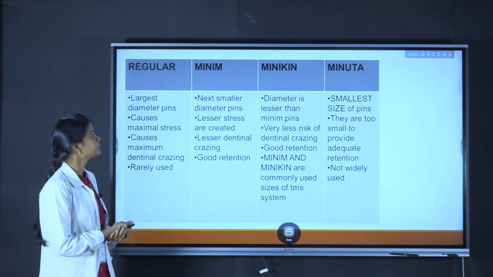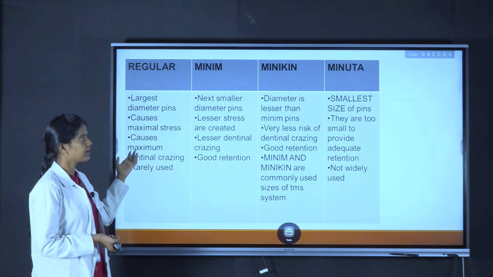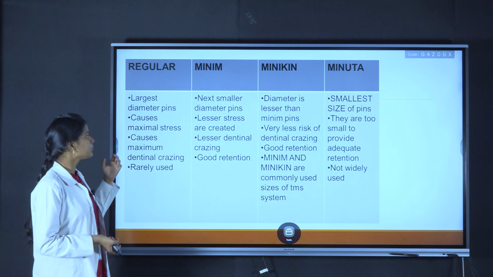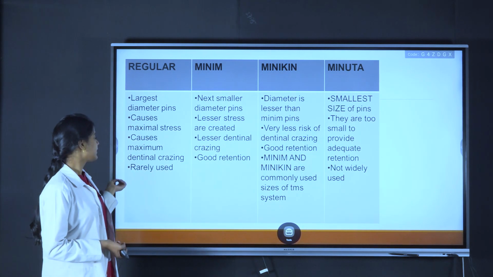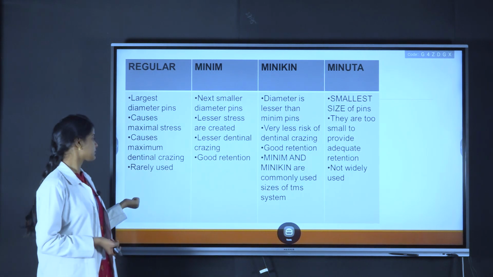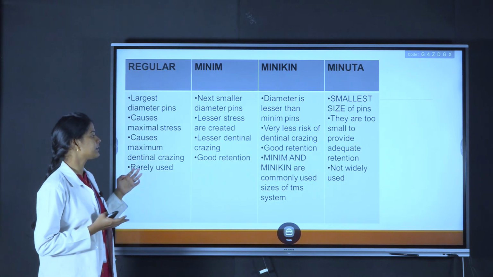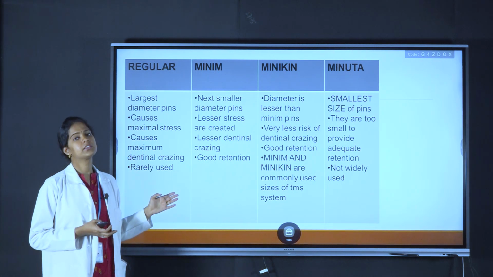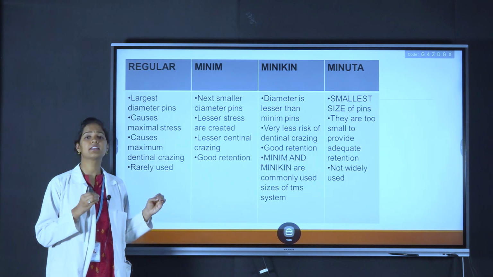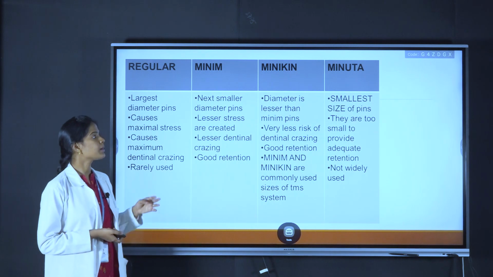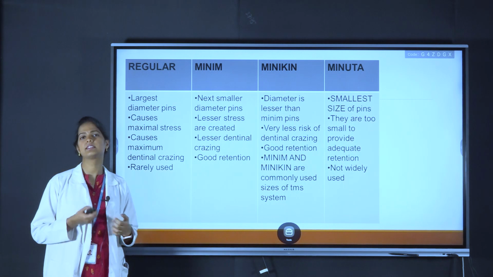So if you compare all, obviously regular has the largest diameter compared to the others. The more the diameter, the more the internal stresses that are created, and more dentin crazing is also seen. It is rarely used. Coming to the next, the amount of dentinal stress and dentin crazing is comparatively reduced. So minim and minicum are usually used because of their good amount of retention and reduced internal stresses. Coming to minuta, because of its least diameter, it is less retentive.